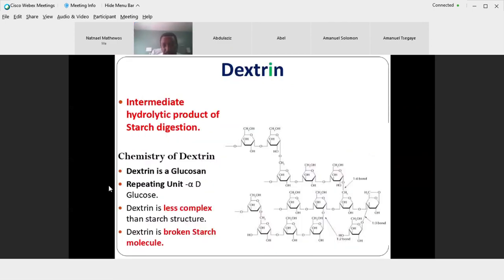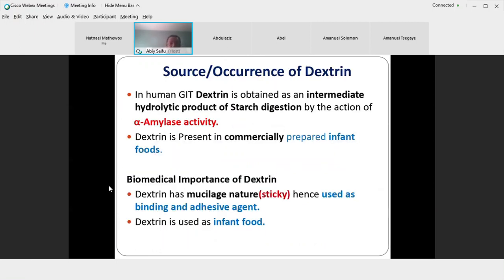The other polysaccharide is dextrin. Okay, dextrin. This is an intermediate hydrolytic product of starch. But unlike starch, dextrin is less complex. Where it is found? Mainly, it is found in manufactured foods, which is given for infants. Why? Because the mucilage nature, that is sticky nature, which is used to bind, and the adhesive agent, which is useful for production of infants' food.